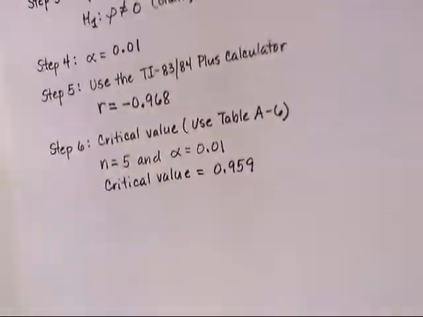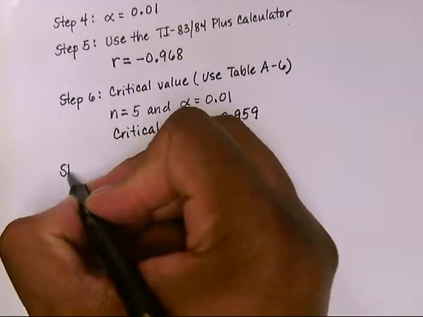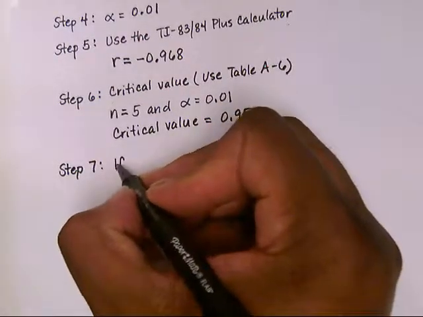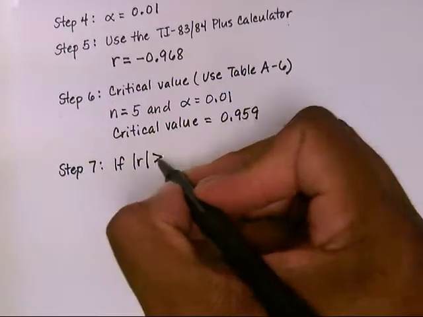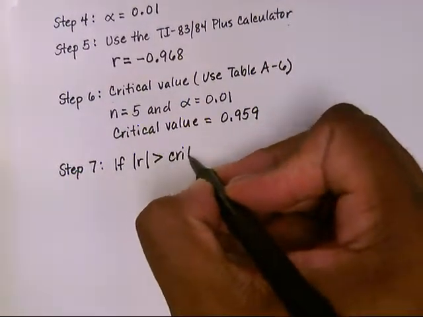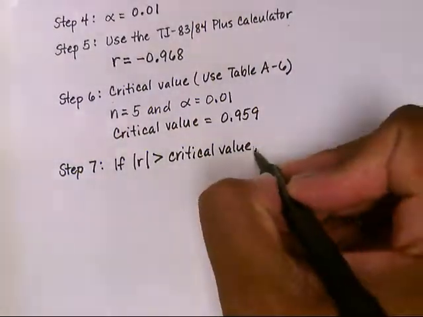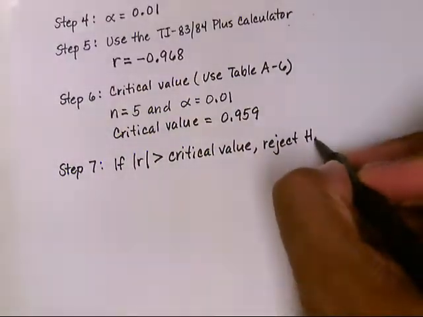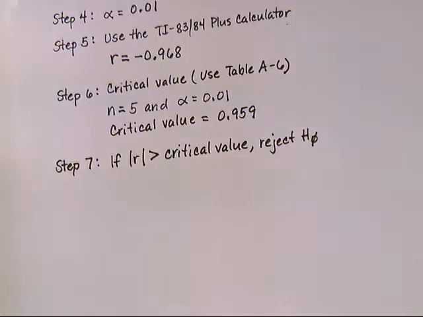Okay, so that's step number 6. Now step number 7 has a decision rule that's different from all the other decision rules here for linear correlations. If the absolute value of r is greater than the critical value, reject the null hypothesis. Otherwise, you'll fail to reject the null hypothesis.